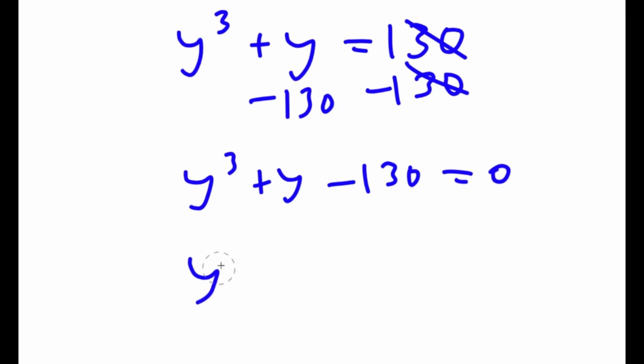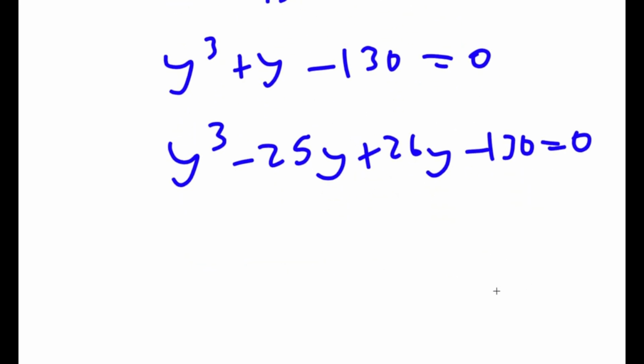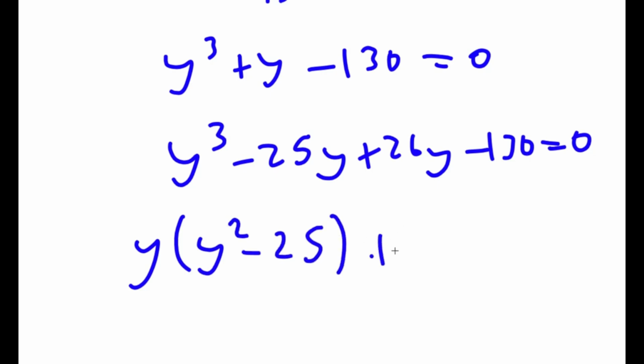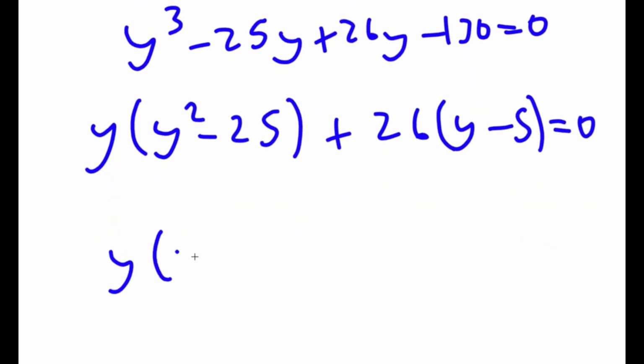Now I'm going to rewrite y here as negative 25y plus 26y. Now I have this minus 130 is equal to 0. And now for y to the power of 3 minus 25y, the greatest common factor is y. So I get y times (y squared minus 25). Plus 26y minus 130, the greatest common factor is 26, so I get 26 times (y minus 5) is equal to 0. And y squared minus 25 is the same thing as (y plus 5) times (y minus 5).